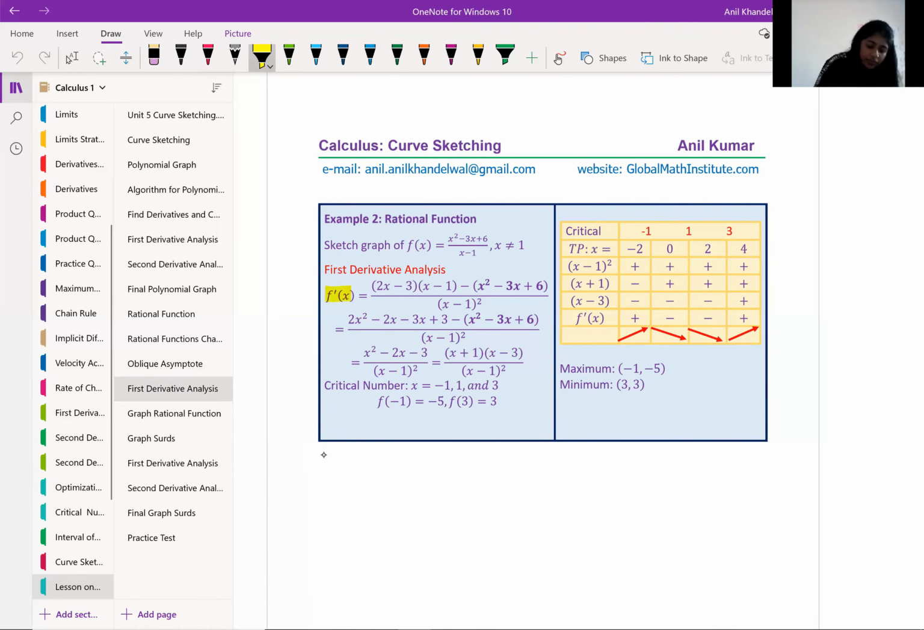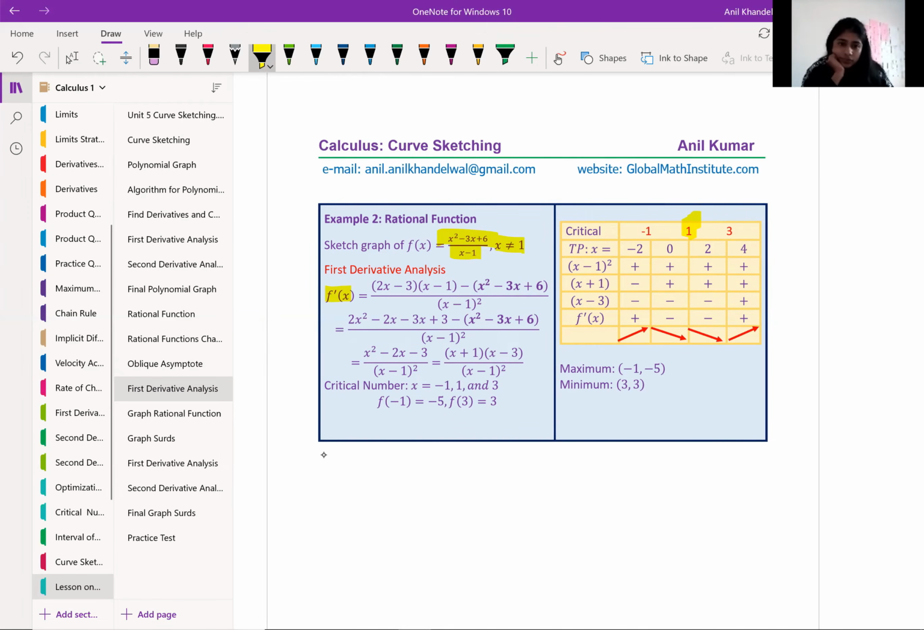Now, to find the first derivative, we need to use the quotient rule. Remember, x is not equal to 1. That is the restriction on this particular function. And that restriction will always remain a critical point also. So always include that into your table of checking this particular thing. It's very important. Right? Sometimes students might just miss it, but this cannot be missed.